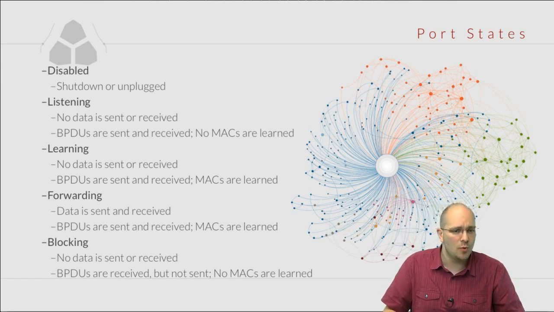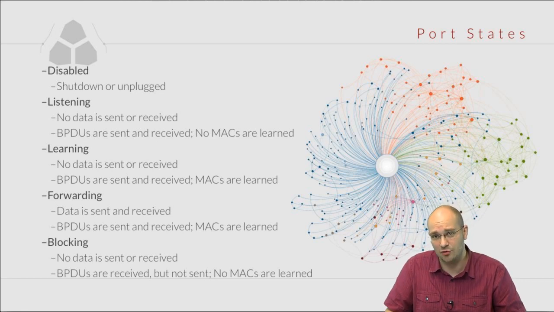And finally, we have a forwarding port. A port that is in forwarding is sending and receiving data, it's sending and receiving BPDUs, and it's learning the MAC addresses. The blocking port is a port that is not forwarding, obviously, but it's also not shut down. This port is not sending or receiving any production data, and it's not sending any BPDUs. It's only listening to BPDUs, and this port is not learning the MAC addresses.